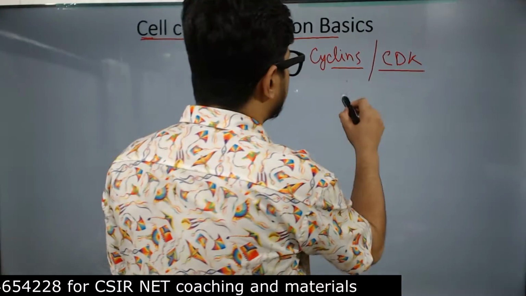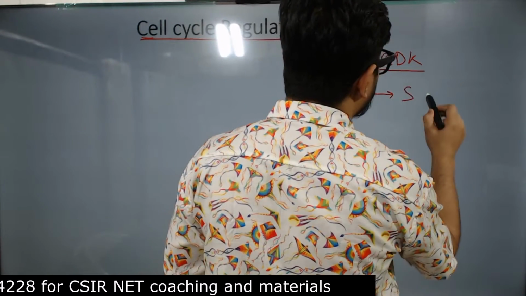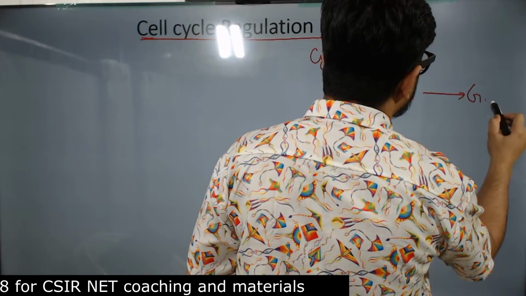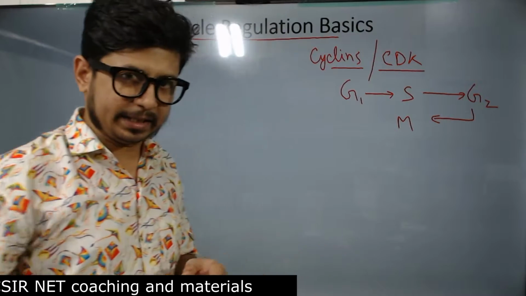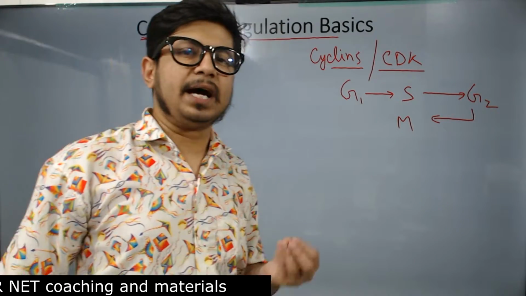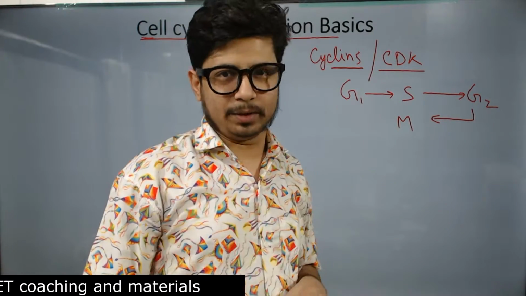And we know for the progression of G1 to S, there is one type of cyclin CDK partner. From S to G2, there is one type of cyclin CDK partner. For G2 to M, there is another type of cyclin CDK partner. Now the question is how exactly these cyclins and CDKs are regulated.